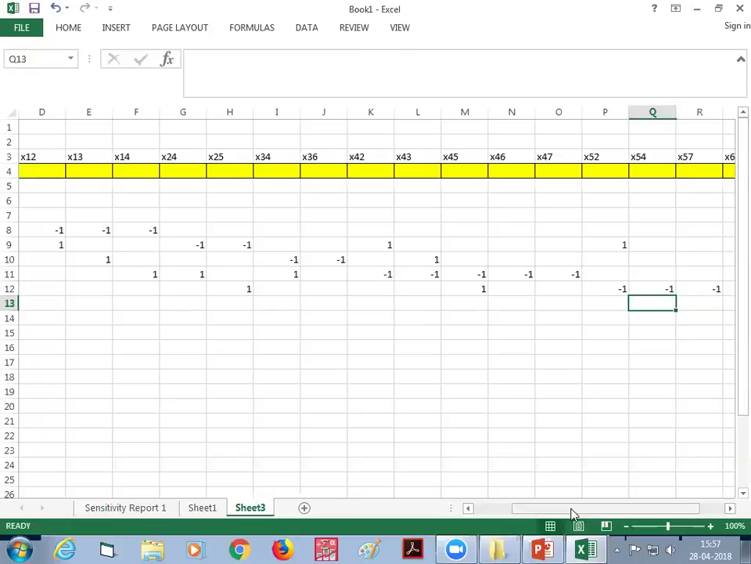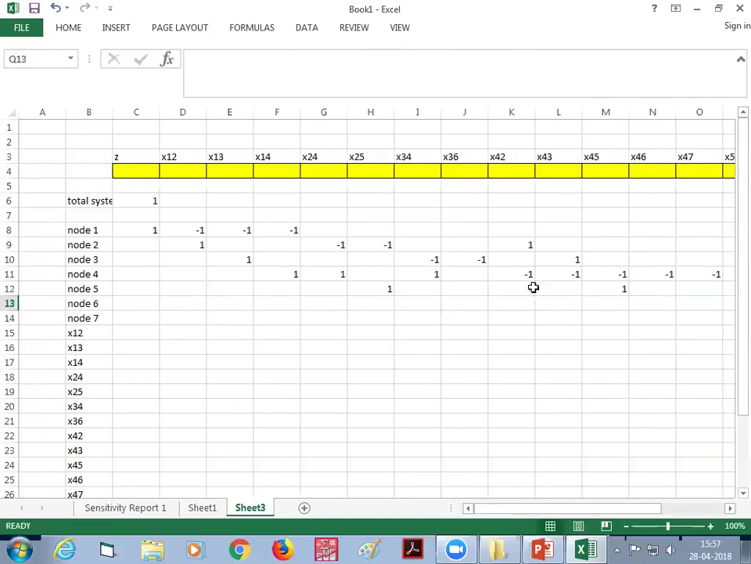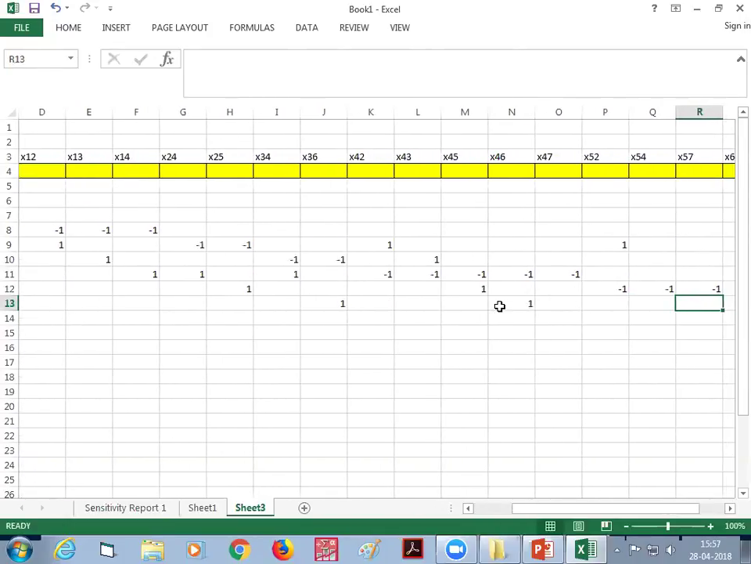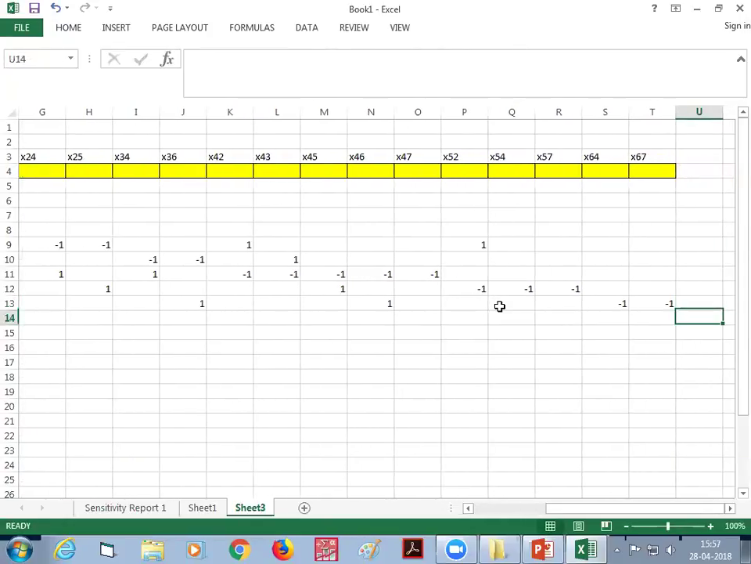Then node 6. What is node 6? Inflow is 3, 6, 4, 6, and outflow is 6, 4, 6, 7.